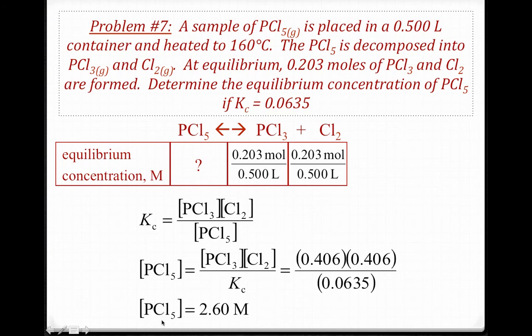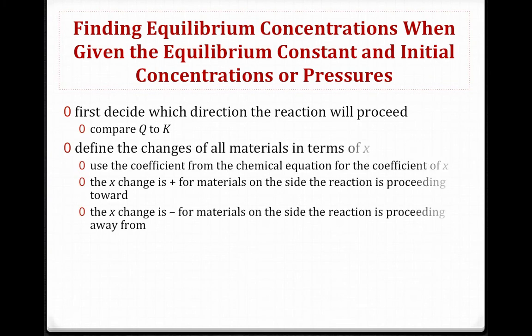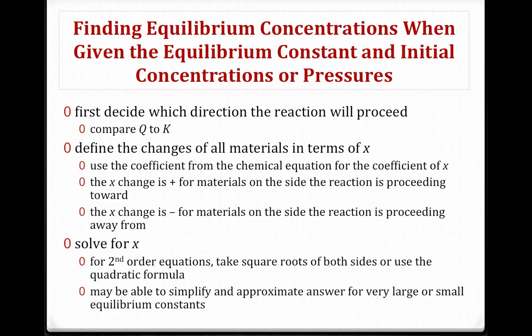The key here is you're solving for an actual concentration. So you're actually given the Kc, you're solving for a piece here. Same equation, same plug-ins, you're just solving for a slightly different number. In this case, you're going to get PCl5 to be 2.6 molar.